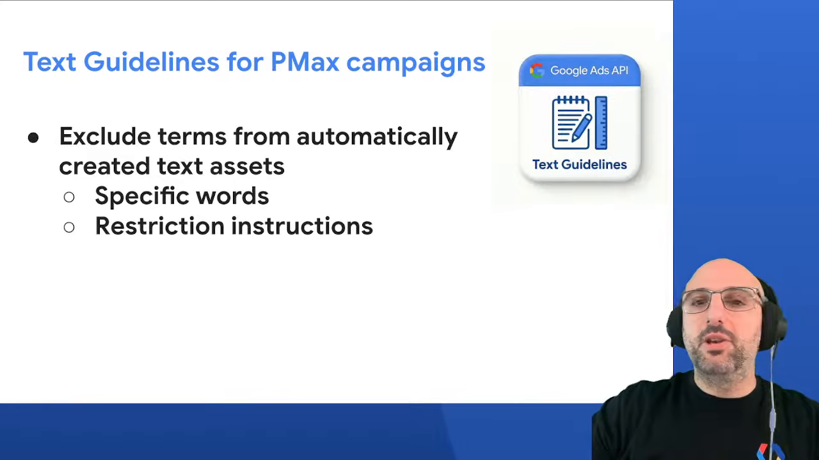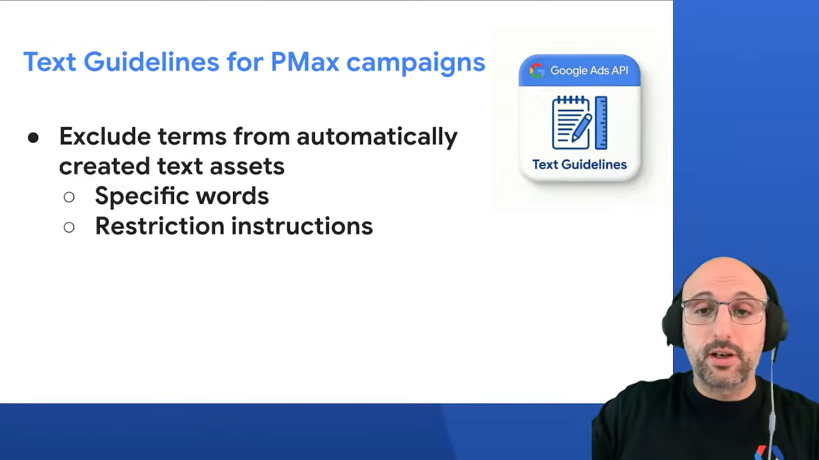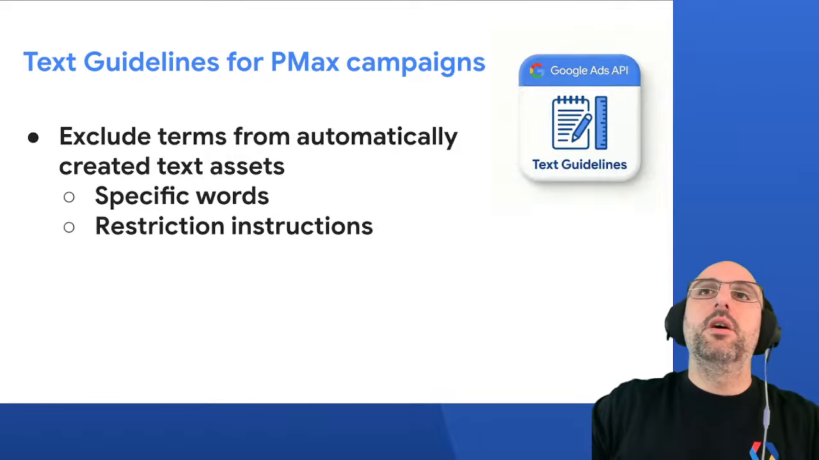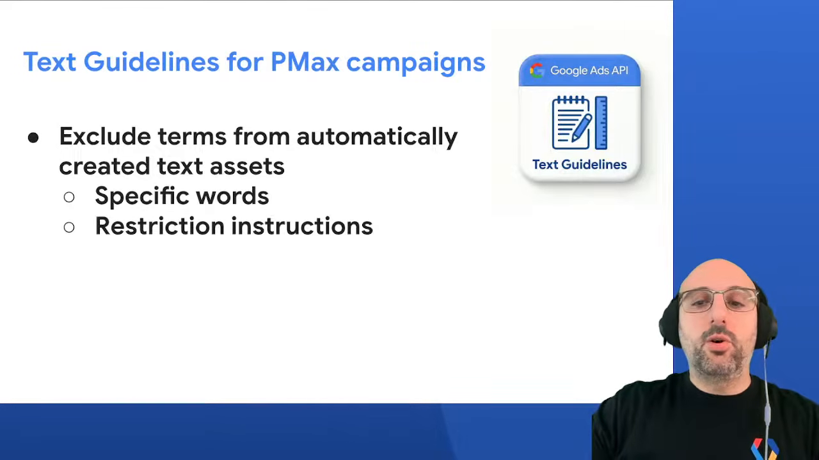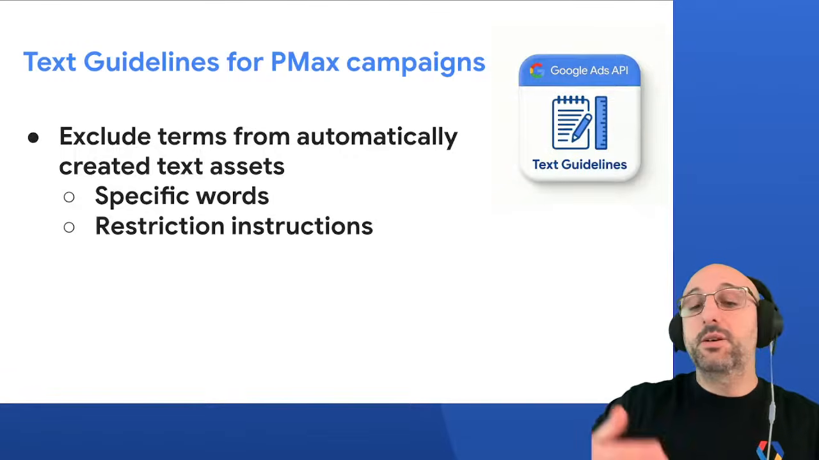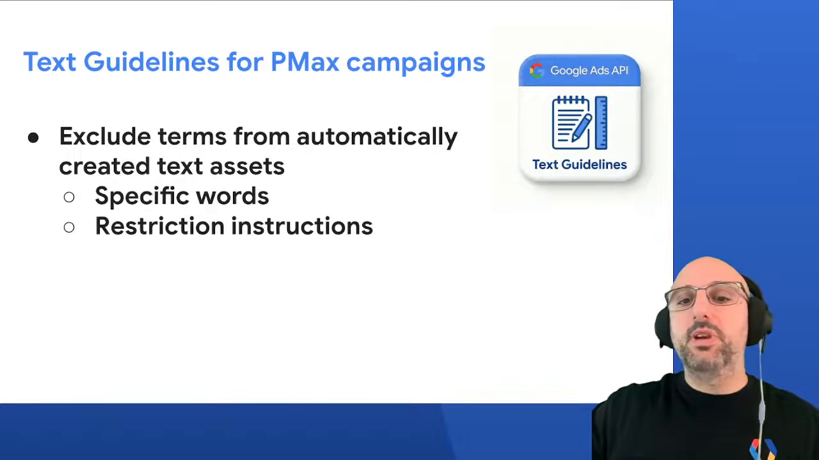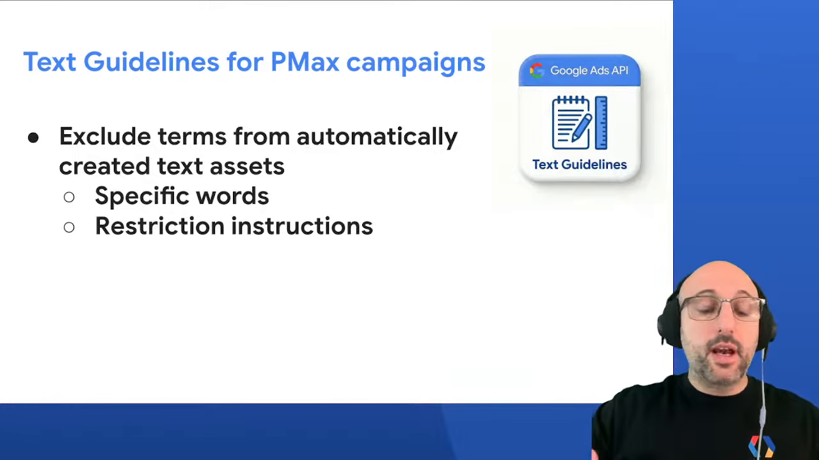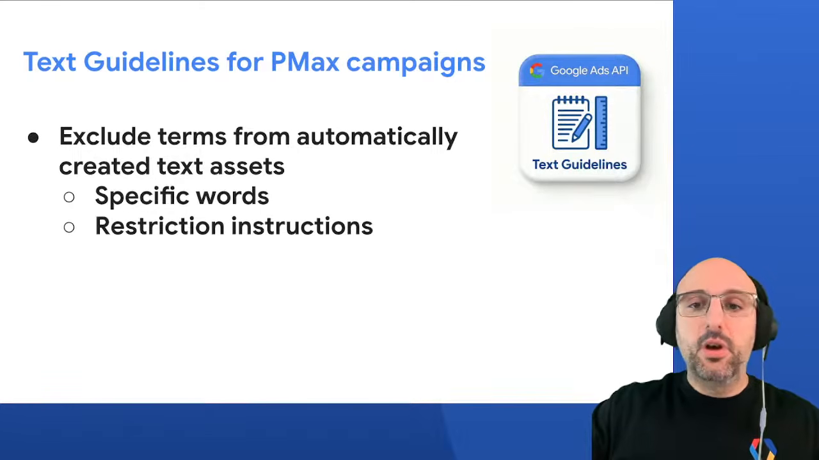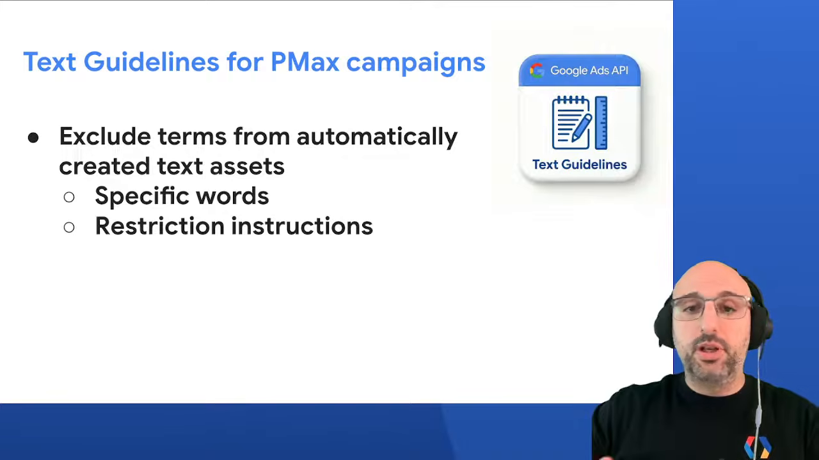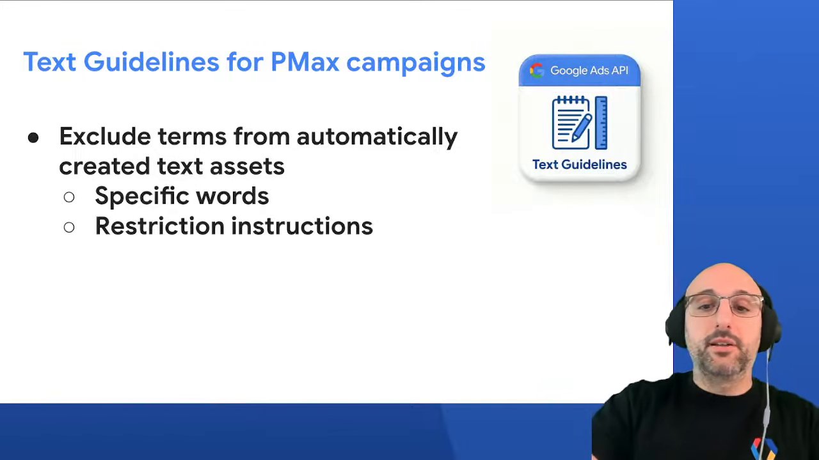One is being able to exclude specific words from these auto-generated text assets. Say, for instance, you don't want your campaign to advertise your products as cheap, and you can exclude the word cheap altogether in the text guidelines, which means that when our AI tools generate text assets for you, they will never use the word cheap if you exclude that using text guidelines.